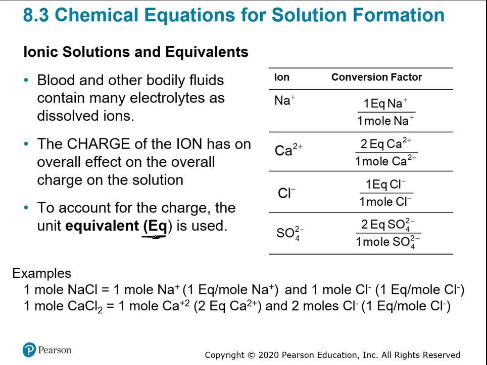So like with sulfate, SO4 2-, 1 mole of sulfate is equal to 2 equivalents, because the charge on the sulfate tells you the equivalent. Chlorine ion's a -1, so notice it would just be a 1. They're equal, same thing with sodium. But calcium and sulfate, which have a +2 and a -2 respectively, you would have more equivalents because they have more of a charge.